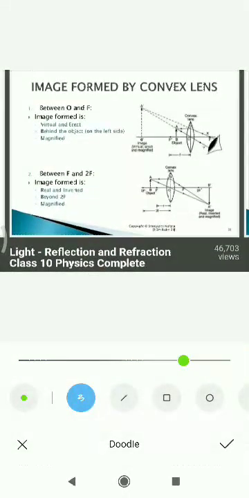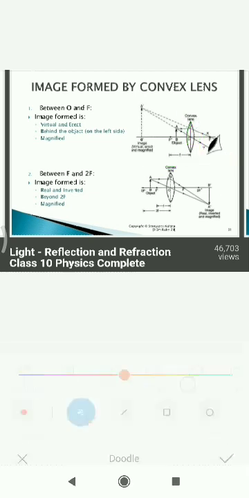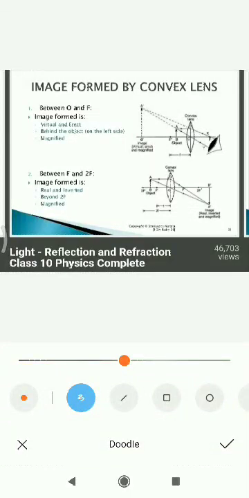Image formed by the convex lens between O and F. The image formed is virtual and erect, behind the object and magnified. So this is the convex lens. So this is the lens, and you can see the object here, it is between O and F. So from this object, first what will you do? You will draw a line which goes and touches the plane of the optical center here, and then it goes to the focus. One more ray goes to the optical center. I will draw and show.